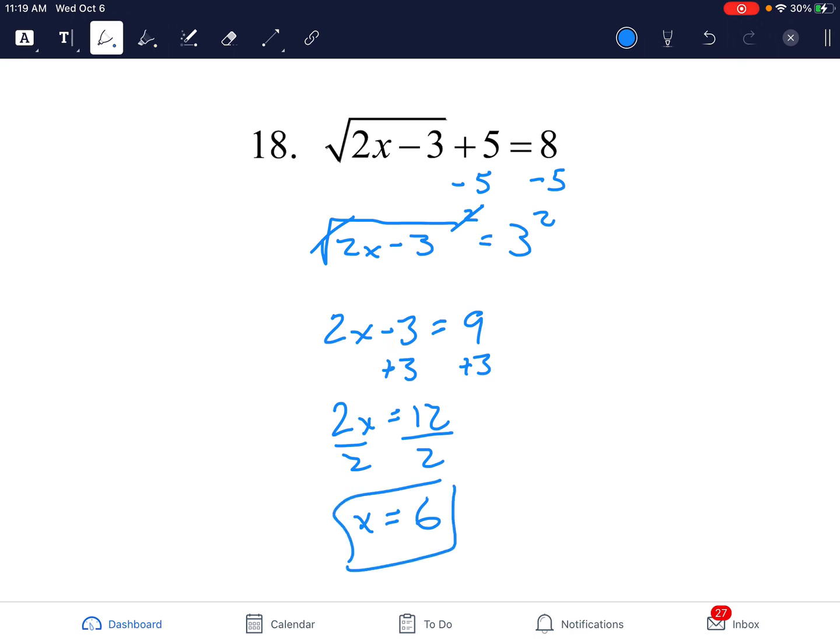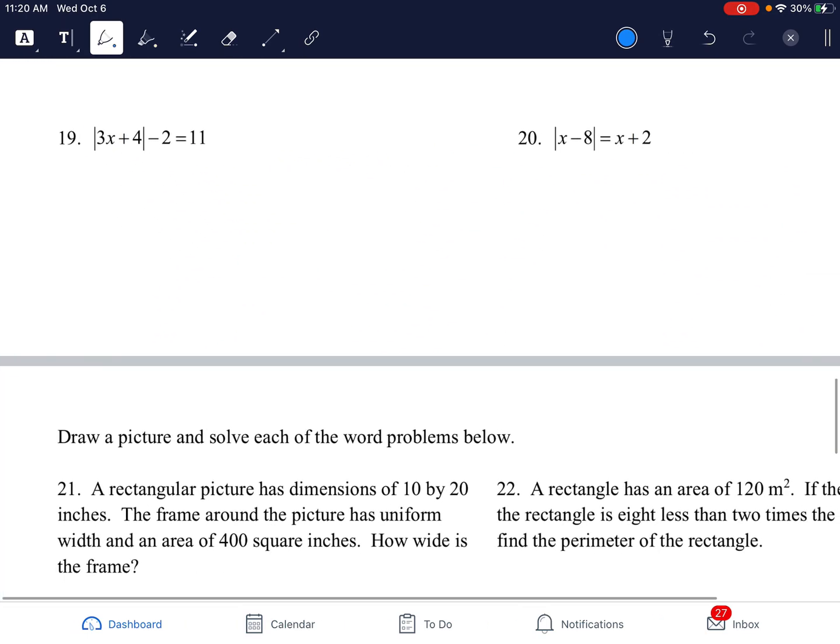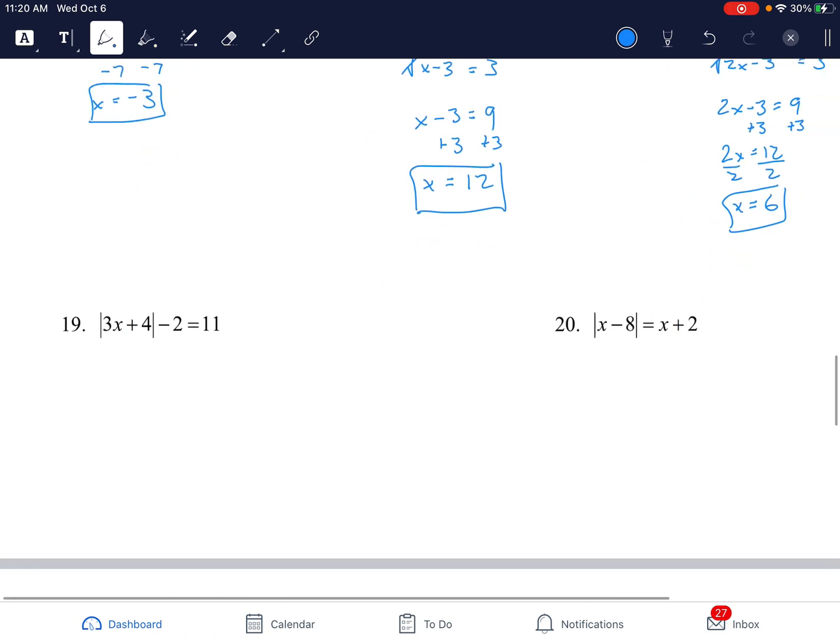If we try it out, 2 times 6 is 12. 12 minus 3 is 9. The square root of 9 is 3, and 3 plus 5 is 8. So those all work. All right. We're getting there.